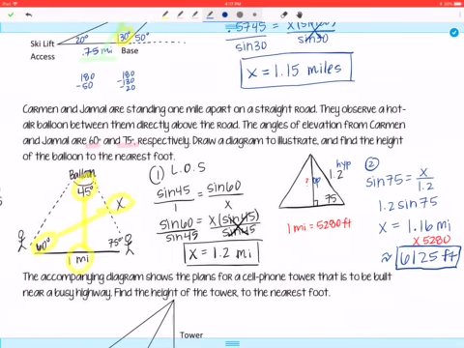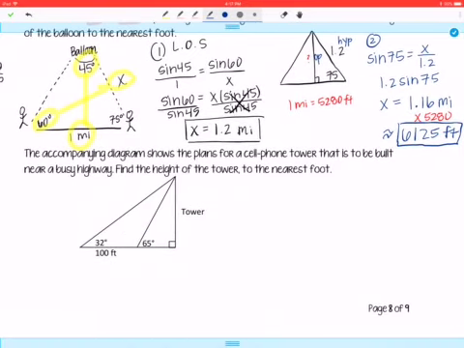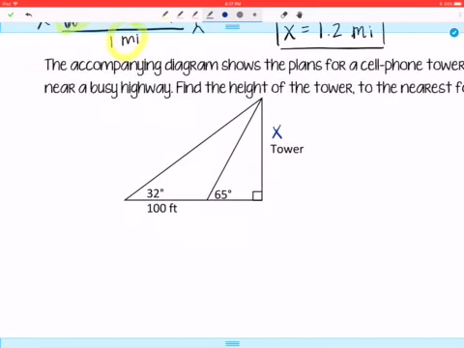Okay. For question number 3: the accompanying diagram shows the plans for a cell phone tower that is to be built. Find the height of the tower to the nearest foot. So this is what we're looking for. What you need to think about for this problem is that you could separate these pictures into 2 triangles. If we could use the triangle on the left to find the side that they share, then when you transition to the second triangle, since it has a 90-degree angle, we can just do regular sine, cosine, tangent.